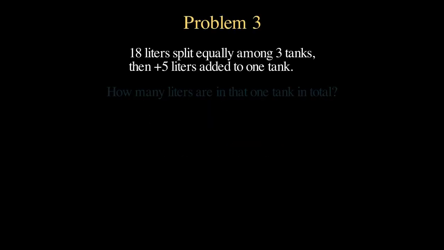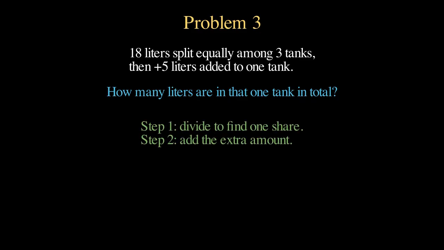Here is the problem. A tank is filled using 2 pipes. One pipe fills 18 liters, and this amount is split equally between 3 tanks. A second pipe adds 5 liters directly to one of those tanks. How many liters are in that one tank in total? Since the 18 liters is being divided equally, we first find out how much one share is worth, and only then add on the extra 5 liters.